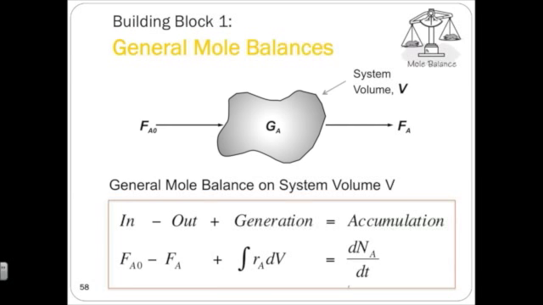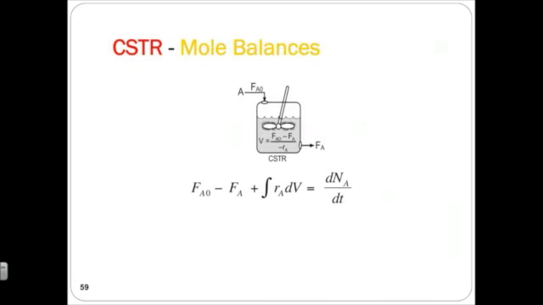We start with our basic building block, which we did in Lecture 1. That is, what comes into the CSTR, FA0, minus what goes out, plus the rate of generation of species A in the CSTR is equal to the accumulation. Now, for a CSTR operated at steady state, this term is going to be equal to 0. So here's our balance on our CSTR, again, with the accumulation term equal to 0. That is steady state.